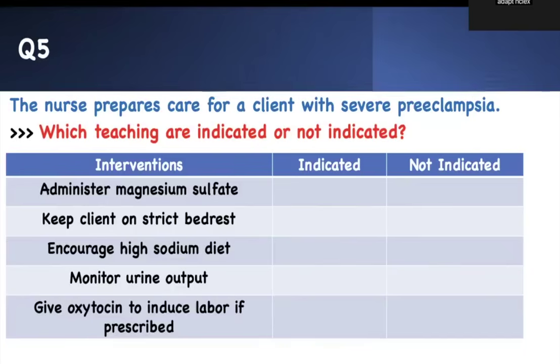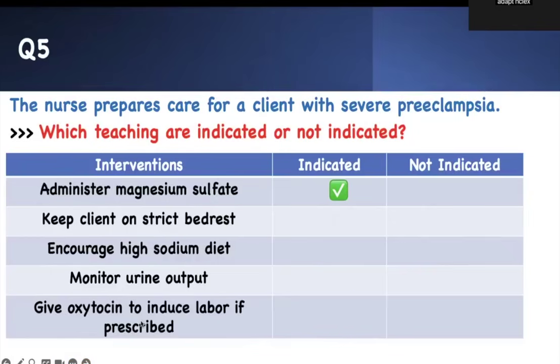Do you think it's inappropriate? Keep quiet on strict bed rest. Do you think it's appropriate in a patient with severe preeclampsia? Do you think you should keep them in bed? Do you think you should encourage a high sodium diet? Should you monitor their urine output? And if there's Pitocin prescribed to induce labor, should you give it to the patient if it's prescribed? What do you think?